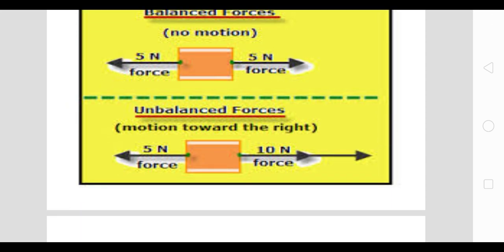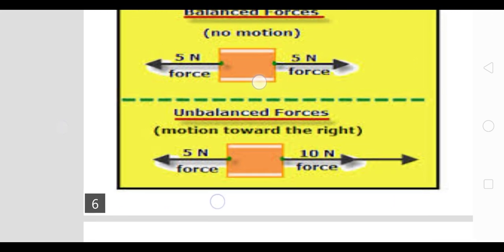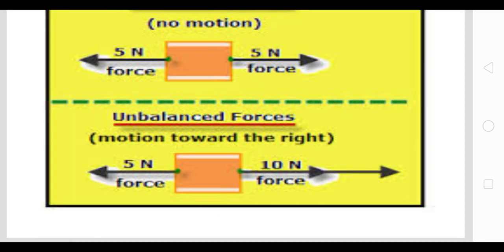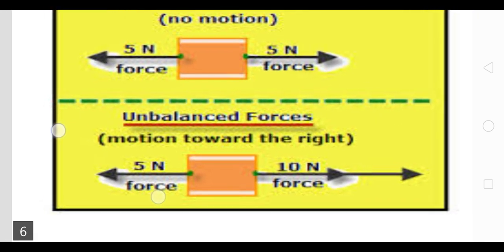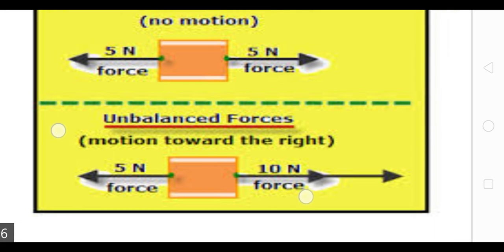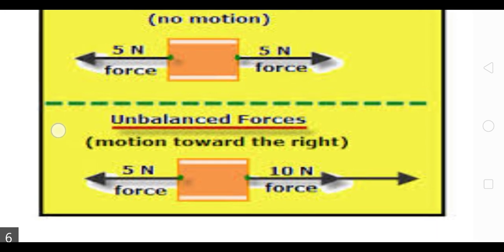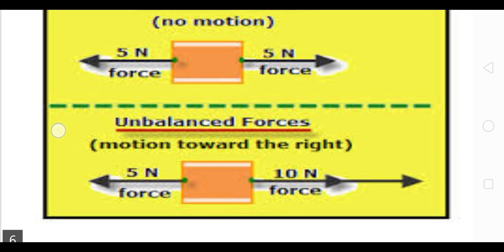And here you can see the unbalanced force, because the force from one direction is 5 Newton and the force from the other direction is 10 Newton. If the forces are unbalanced and act in opposite directions, the net force is equal to the difference of the two forces exerted from the two directions. The difference in the two forces is 5 Newton because here 10 Newton force is applied.